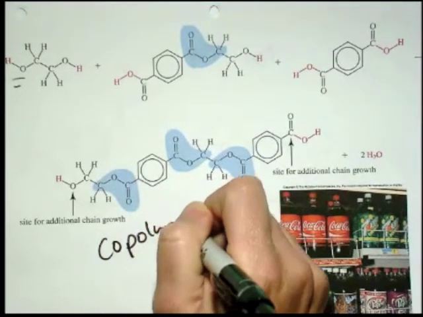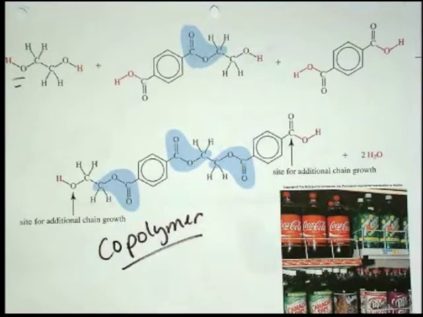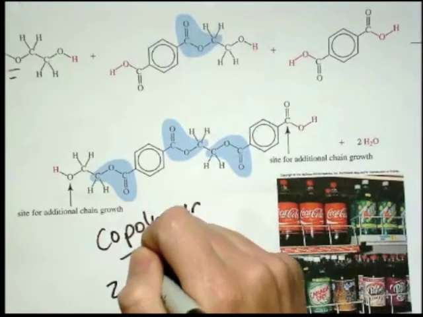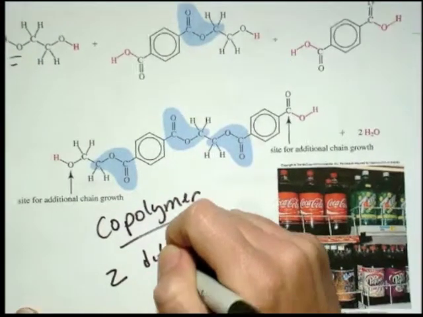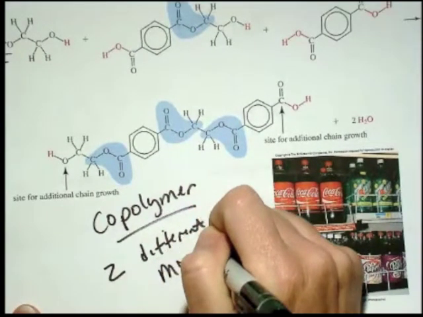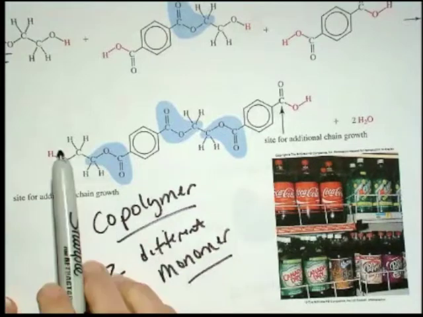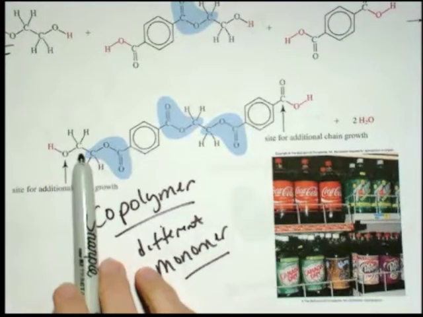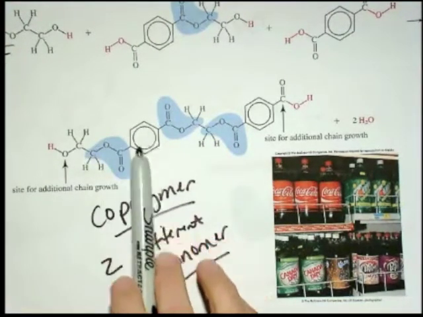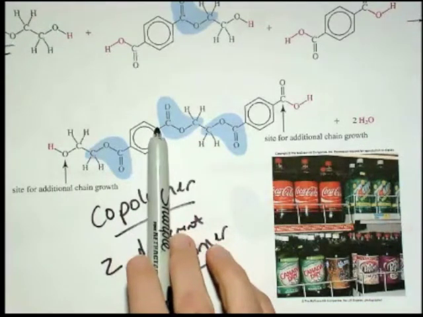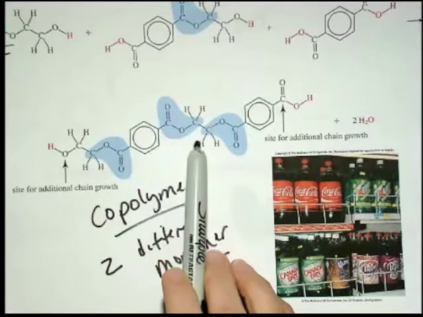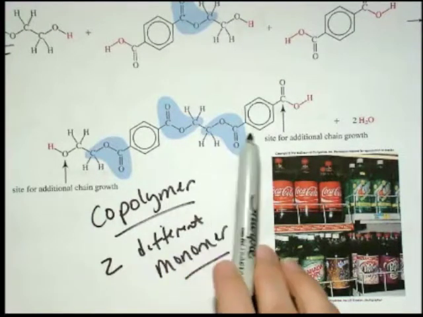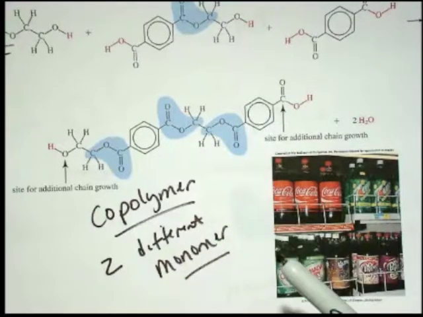So this is the first example of a copolymer. A copolymer is a type of polymer that is made of two different monomer units. So we have two different monomer units adding together. As you move down this polymer, you go from two carbons, ester, phenyl group, or you can call it a benzene ring, either one is fine, ester linkage, two carbons, ester linkage, phenyl group, and so on.